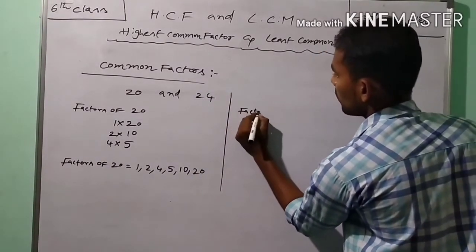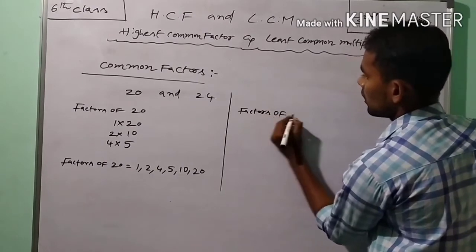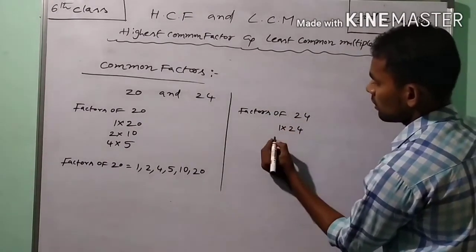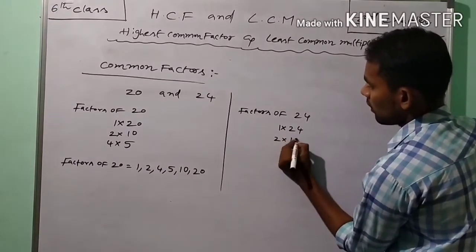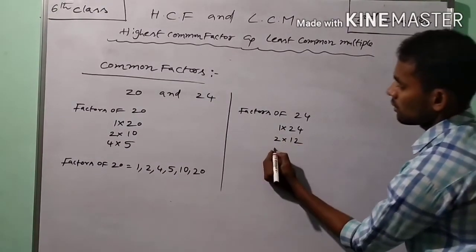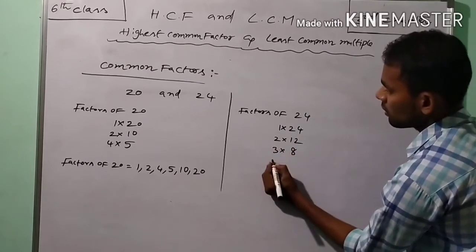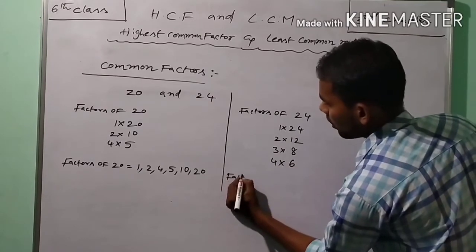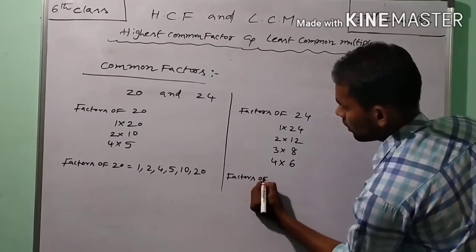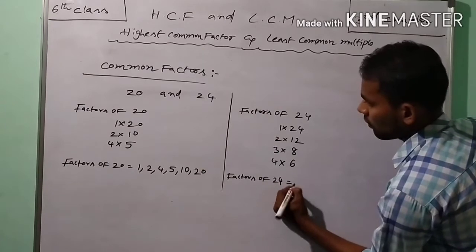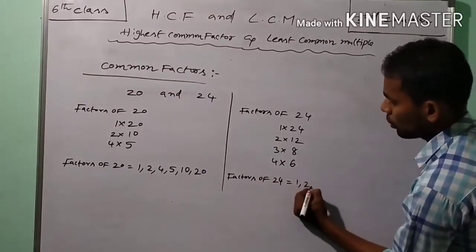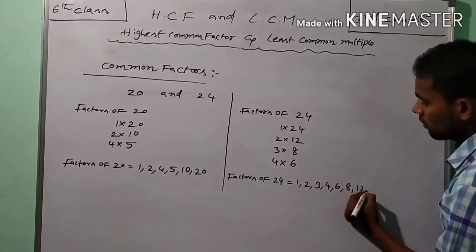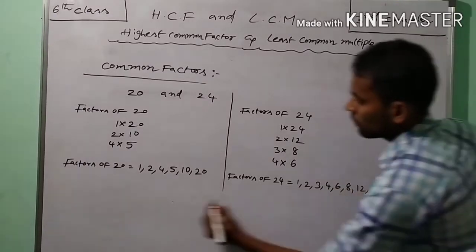Factors of 24: 1 twenty-four is 24, 2 twelves are 24, 3 eights are 24, 4 sixes are 24. Factors of 24 equal 1, 2, 3, 4, 6, 8, 12, 24.